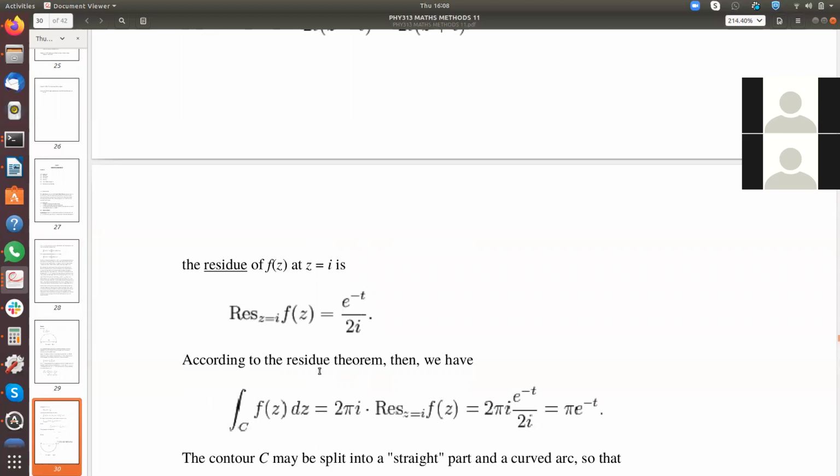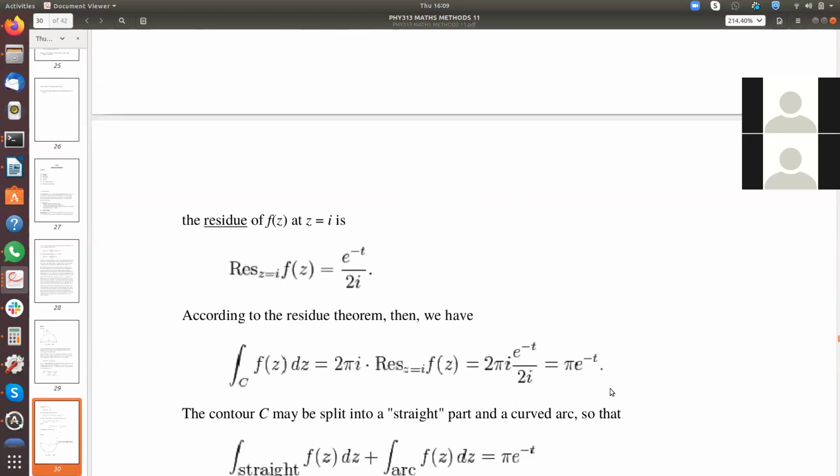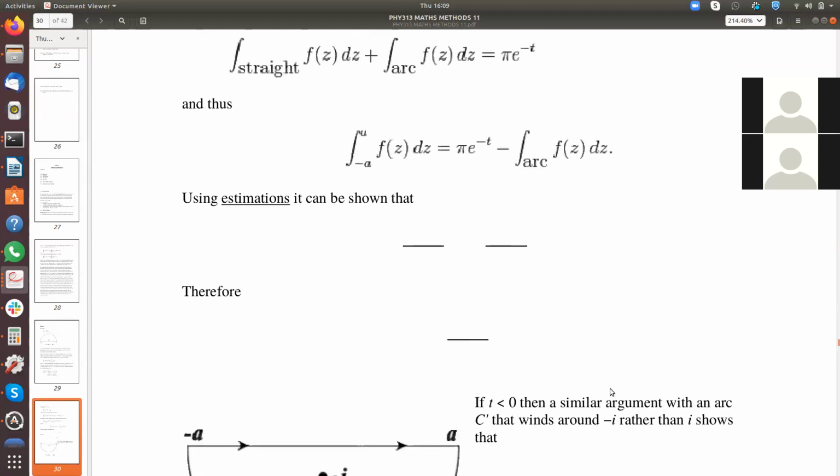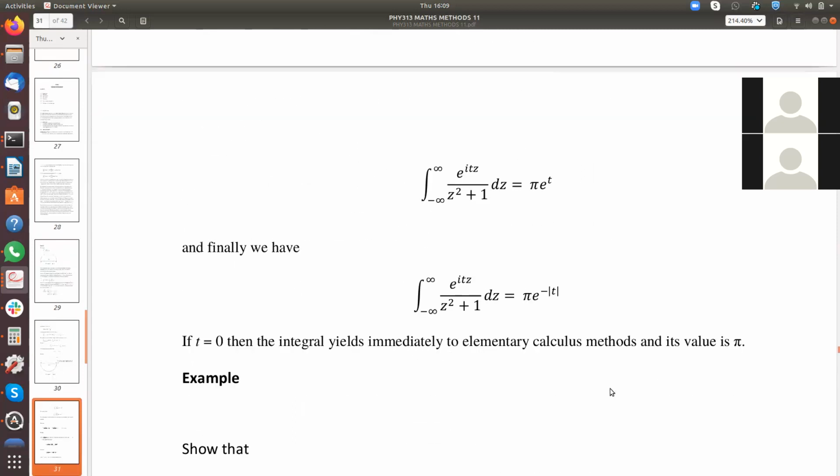According to the residue theorem, the integral of this is equal to 2 pi times the residue, which is equal to 2 pi exponential minus t over 2i, which is equal to this. And that is how this concept is being looked into.